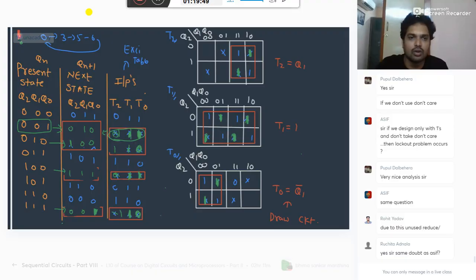Okay, this is what we call reverse analysis. If you don't understand this also, not a big issue. But you can understand better what's happening internally, what is the meaning of the don't care, etc. You can understand properly.